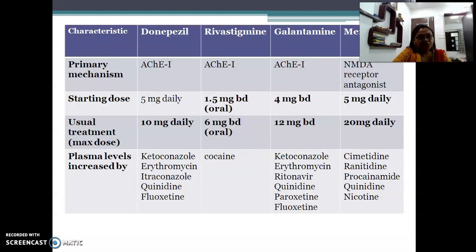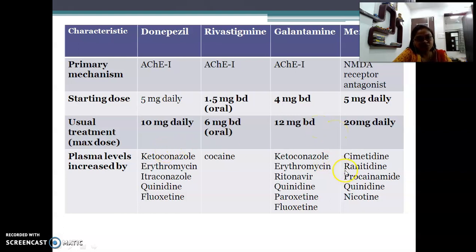This is a comparative table of the drugs used in Alzheimer disease. The first one is their mechanism of action. Donepezil, rivastigmine and galantamine act on acetylcholinesterase, while memantine acts on the NMDA receptor. The starting dose for donepezil and memantine is 5 mg per day, while for rivastigmine it is 1.5 mg at bedtime and 4 mg for galantamine. The usual maximum dose for donepezil is 10 mg, for rivastigmine 6 mg, for galantamine 12 mg and for memantine 20 mg.